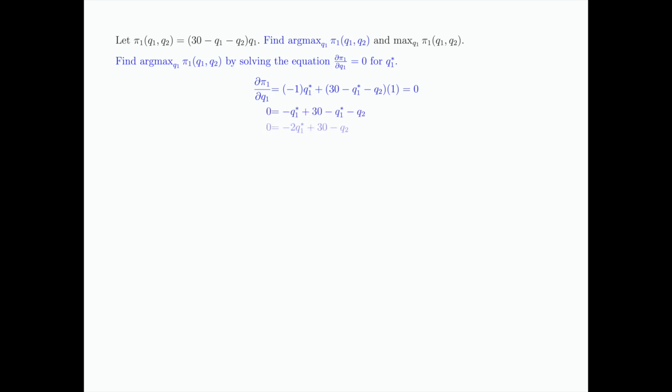Now, a few algebraic steps, and we obtain Q1 star is equal to 30 minus Q2 all over 2. Note that we solve for Q1 star in terms of Q2 and not the other way around, since we are looking for the Q1 star that maximizes pi1 for a given Q2. It shouldn't surprise us that our expression for Q1 star depends on Q2. That Q1 star depends on Q2 tells us that firm 1's profit maximizing quantity depends on firm 2's choice of quantity. In other words, firm 1 and firm 2's decisions are strategically interdependent.